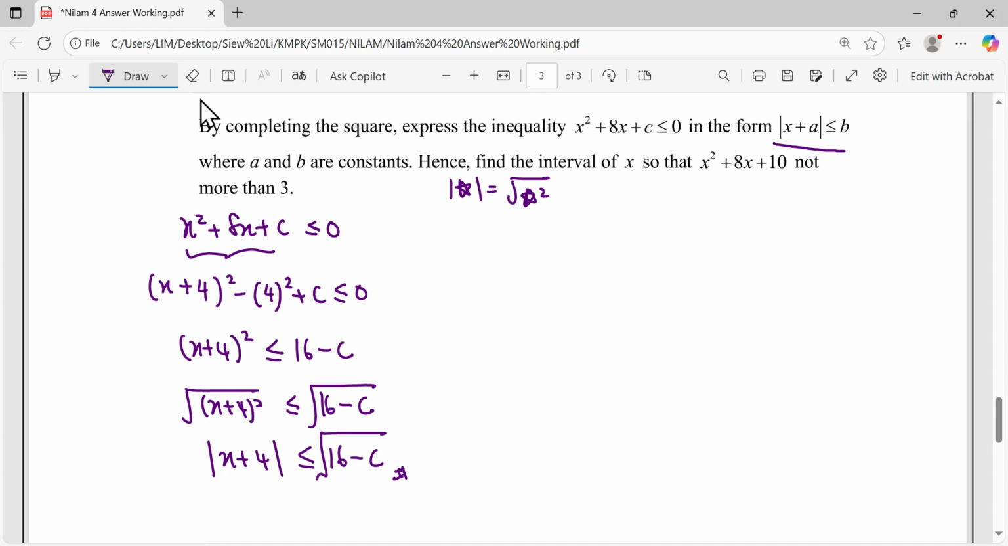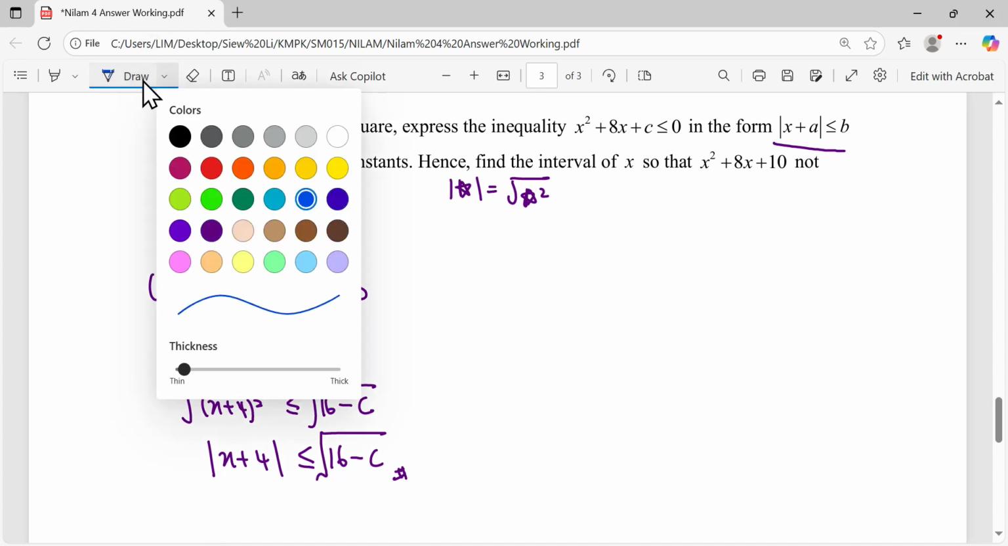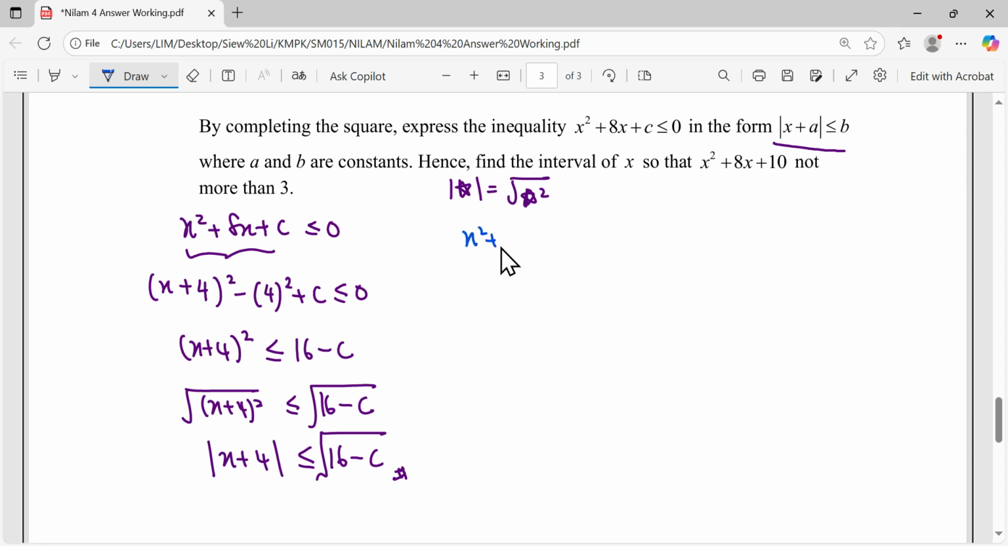The second task here is we are going to deal with x squared plus 8x plus 10, which is not more than 3. Not more than 3 means less than or equal to 3. When you compare the quadratic here and the quadratic before this, you will notice that the c here, when we simplify, is 10 minus 3. So our c value is 7.